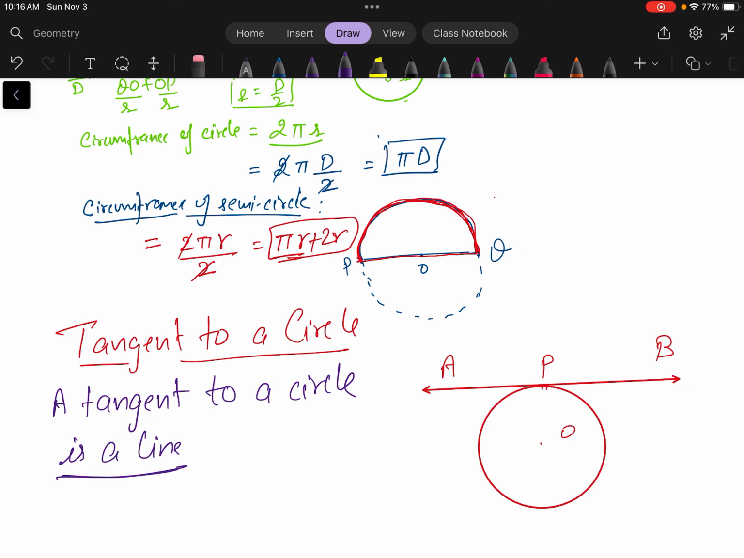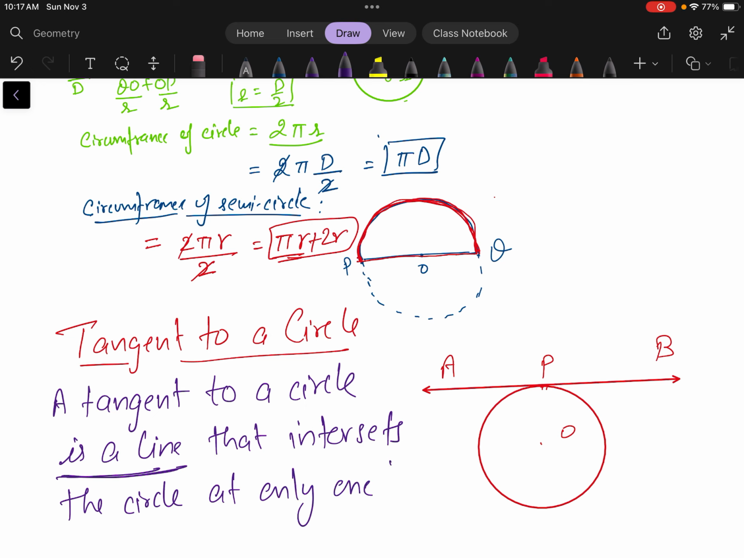So what I am trying to highlight here, when I am drawing a tangent on this one, so this is a line. So this AB is a tangent line. Now what is the property? That it intersects the circle at only one point.